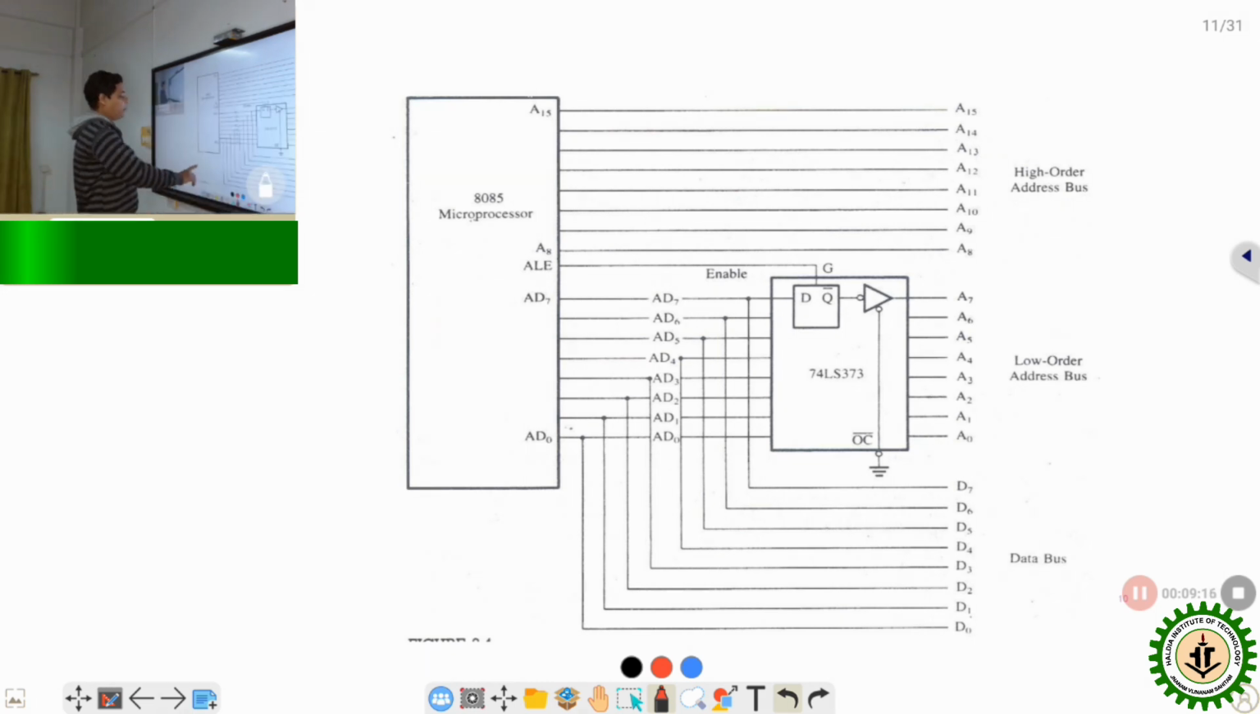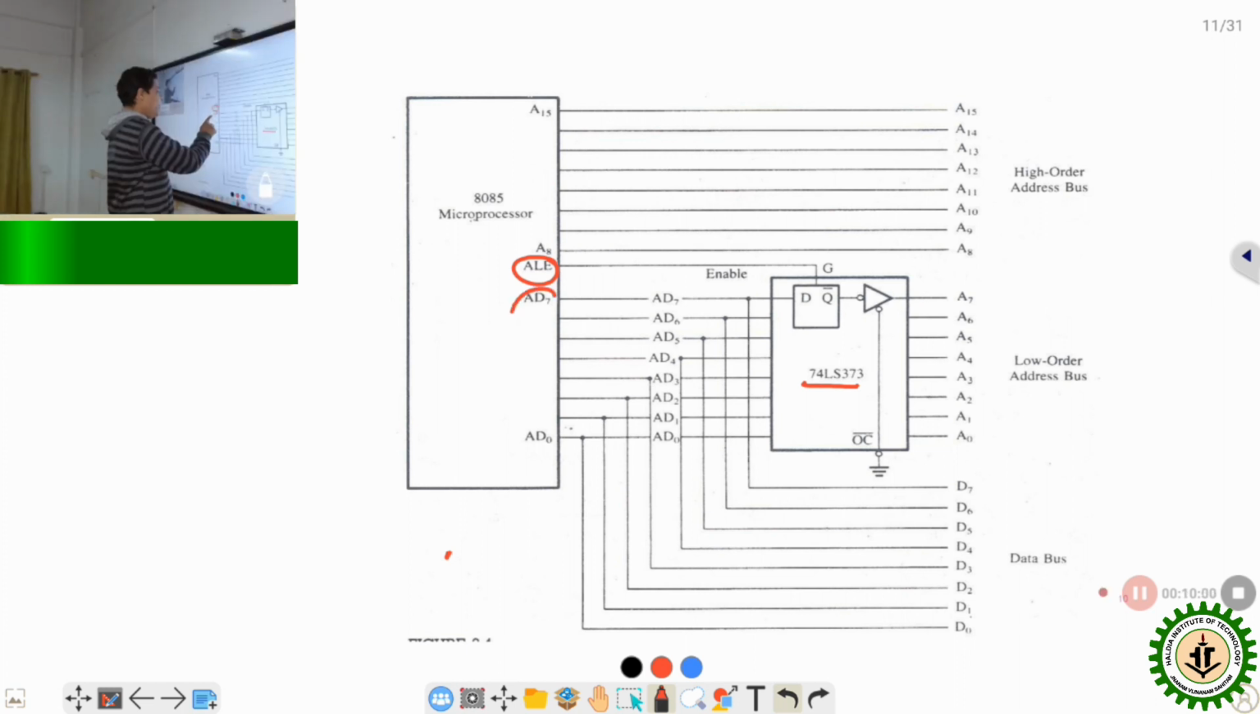and demultiplexing is done with the help of the control signal ALE, which is called address latch enable. How does it function? During the T1 cycle, when the microprocessor starts its operation for fetching any data or instruction, the ALE signal goes high, and once the ALE signal is high, the 74373 latch is enabled.